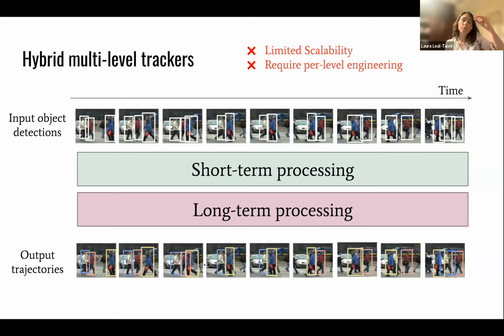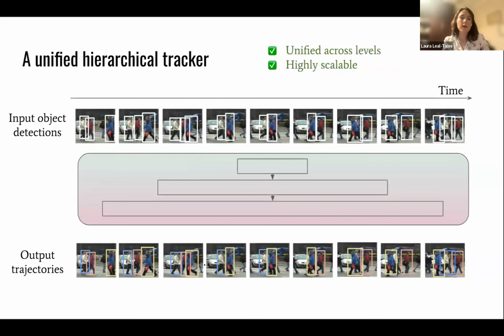So every processing is engineered per level. There's a type of tracking for short-term, another type for long-term, different hyperparameters, completely crazy and completely non-scalable. So what we actually want to have is a unified hierarchical tracker where each tracker, short-term, mid-term, long-term, is the exact same tracker, so that it's highly scalable and it's unified and not really engineered for each particular level.